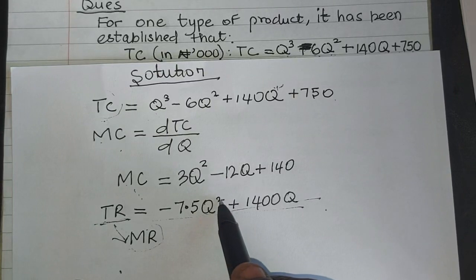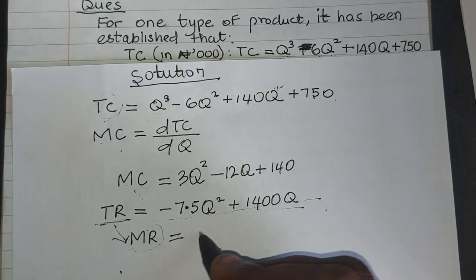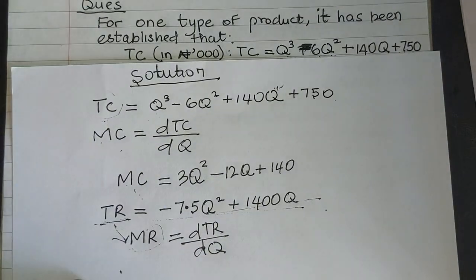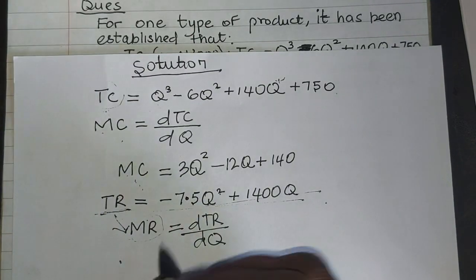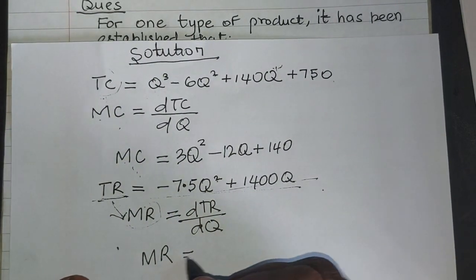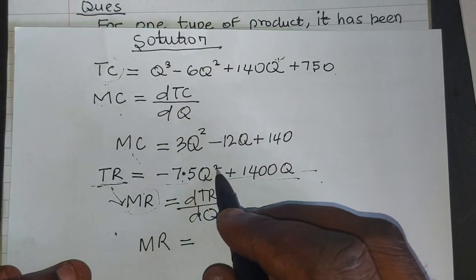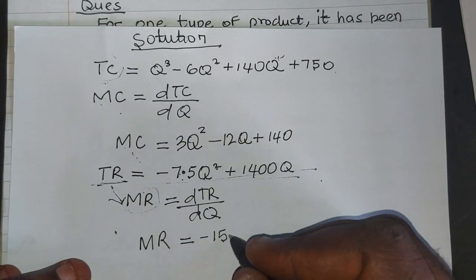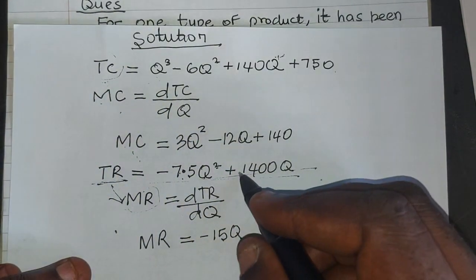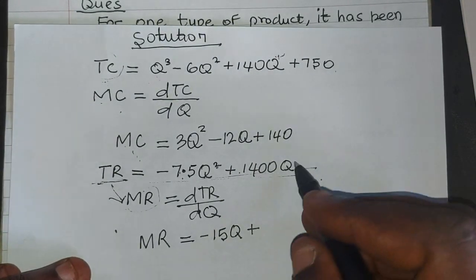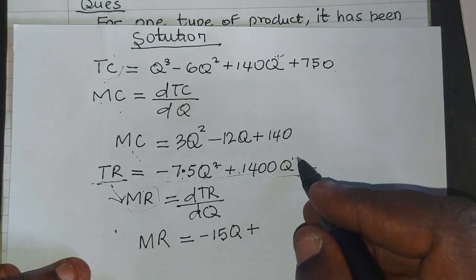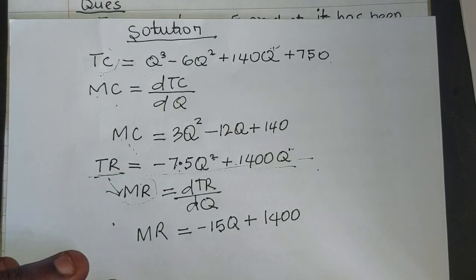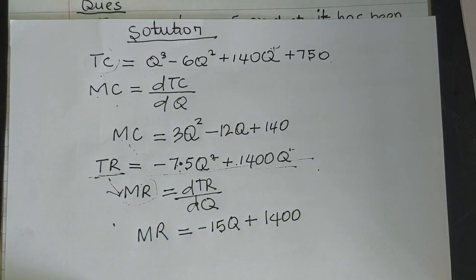So how do you differentiate? You reduce the power of q by 1. So this will be the derivative of TR with respect to q. Let us differentiate this. When you differentiate, our marginal revenue becomes: you first multiply by 2, which gives minus 15q, then plus 1400, since q is raised to power 1 minus 1, which is 0. All right, class, so take note of that.